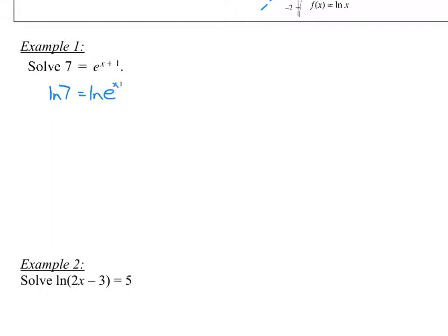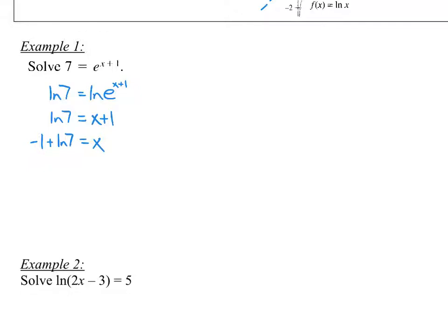And we're using the inverse relationship here because a natural log will undo an exponential. And we have here x plus 1 equals ln of 7. And then I subtract 1, and x simply equals negative 1 plus the ln of 7. You can leave your answer like that. You don't have to write it as a decimal.